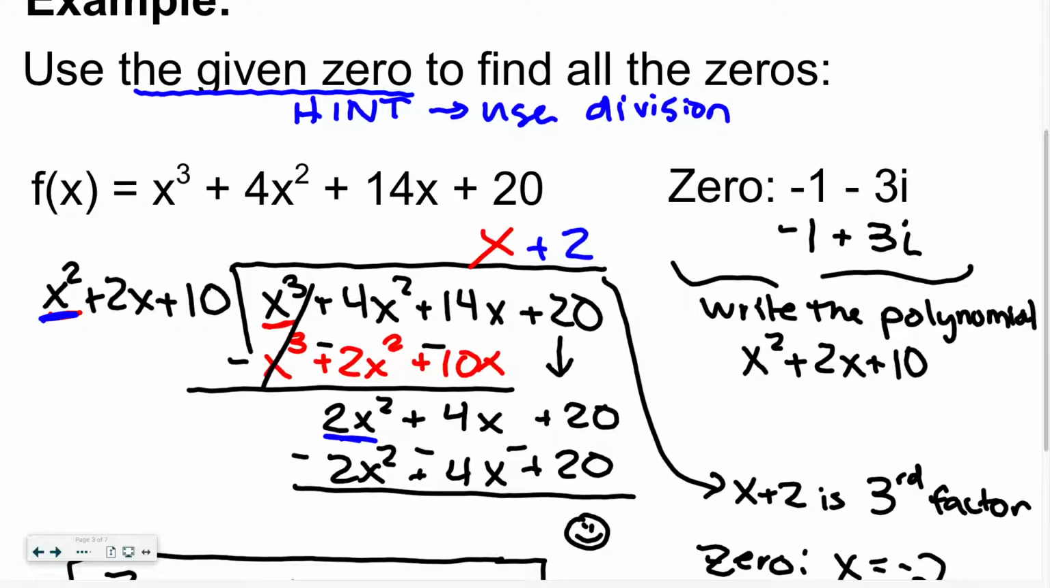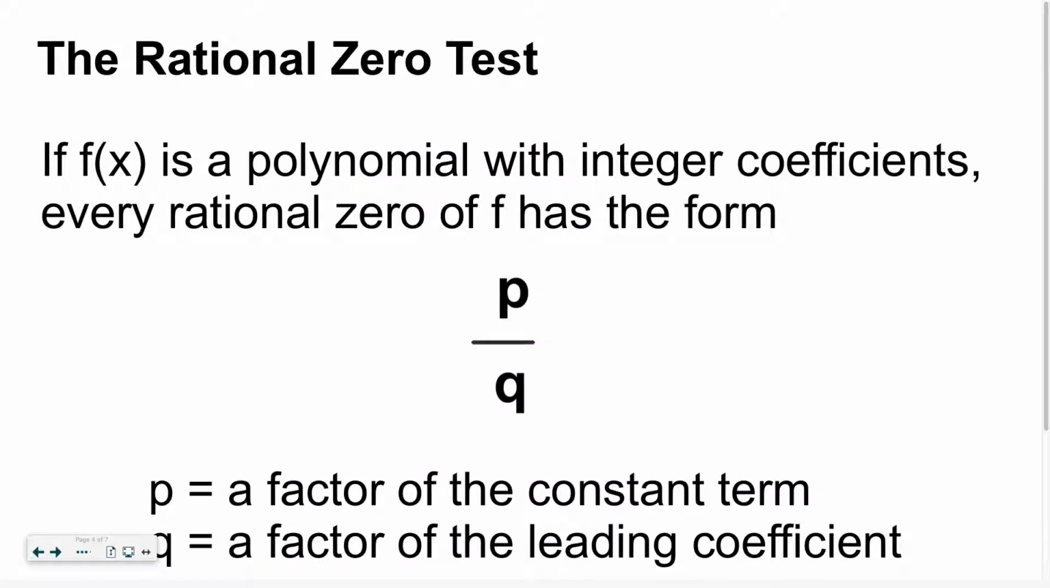Okay, so we're going to move on. What if I don't give you a hint? What if you don't have a 0 to start with? How will you start finding zeros? Yes, we're going to do synthetic guess and check, but we don't want to just guess infinitely many random numbers. We're going to create a list of possible zeros through what pre-calculus calls the rational zero test. Algebra 2, we call it rational root theorem. They are the same thing.